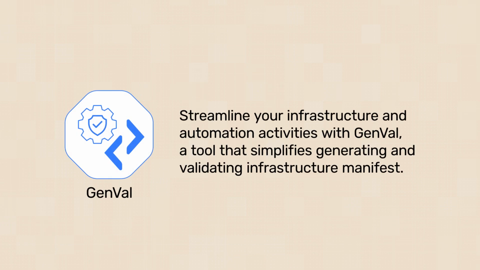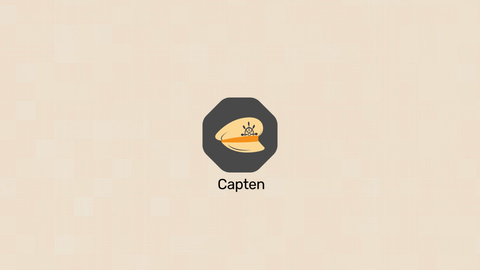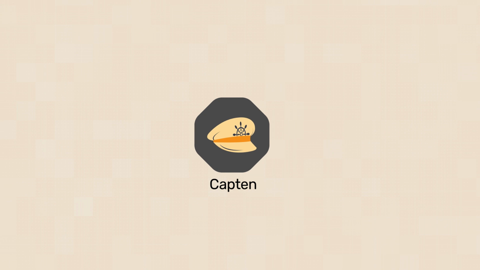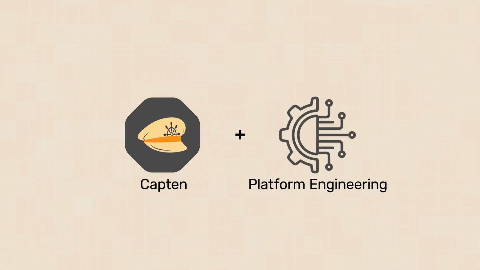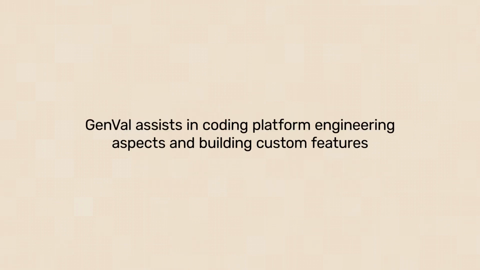But that's not it. There's more you can do with Capten. Streamline your infrastructure and automation activities with GenVal, a tool that simplifies generating and validating infrastructure manifests. You have Capten, but you need to use it on a daily basis easily. And, as a matter of fact, you need to use your platform engineering stack daily. Hence, GenVal was born. It helps with coding the platform engineering aspects, and it is an agnostic automation framework that helps you build your own features as well.